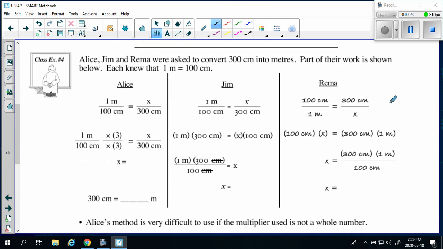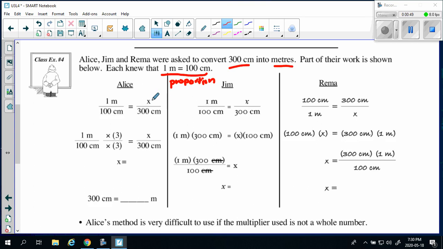Three students were asked to convert 300 centimeters into meters. Here are their methods. All of them knew that 1 meter is equal to 100 centimeters. This is the proportion that we know. You have to know that. You can use that as a fraction, so you have to understand that these two things are actually the same.